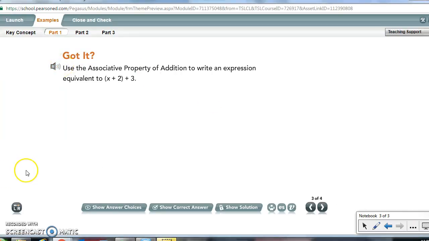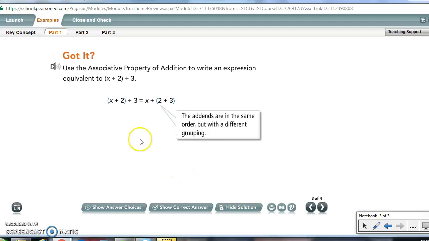Use the associative property of addition to write an expression equivalent. They want you to find an expression equivalent to x plus 2 plus 3 by the associative property. So go ahead and look at these answers, and which one do you think it is? Remember, associative property means that you're regrouping, you're keeping the numbers in the same order. The correct answer should be x plus parentheses 2 plus 3 because the addends are in the same order but with different grouping.